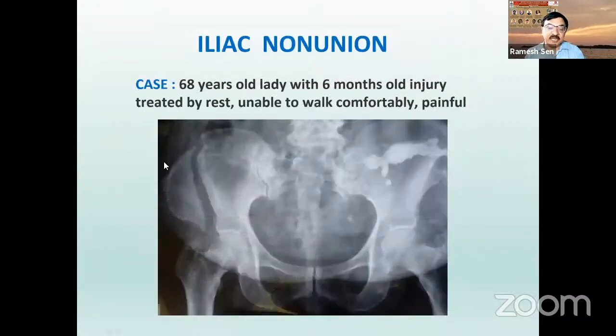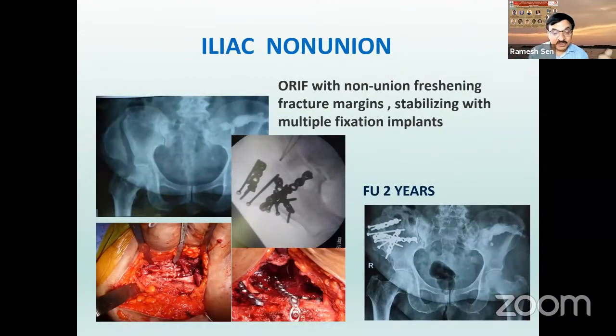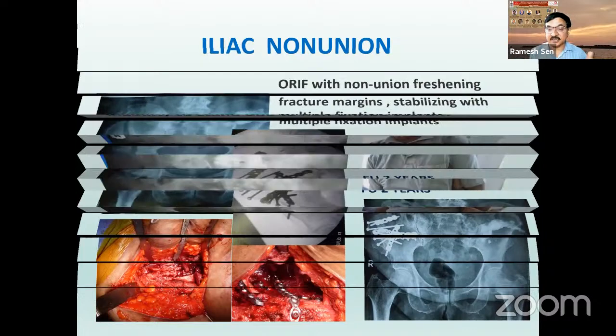Then you see here the ilium. It looks to be non-significant. It doesn't look weight-bearing. But if you know that the hip abductors, a significant part, are attached to this fragment, this was a 68-year-old lady with a 6-month-old injury. She was not able to walk due to the abductor mechanism not helping her. Once it is a non-union, it is different; a fresh fracture is very comfortable to treat. Once it was a non-union, to make it stable, I had to put many plates from up to down. Only then it healed subsequently. You can see the number of plates, because every time I was assessing the stability, it was still poor with a long thin plate in this kind of situation.